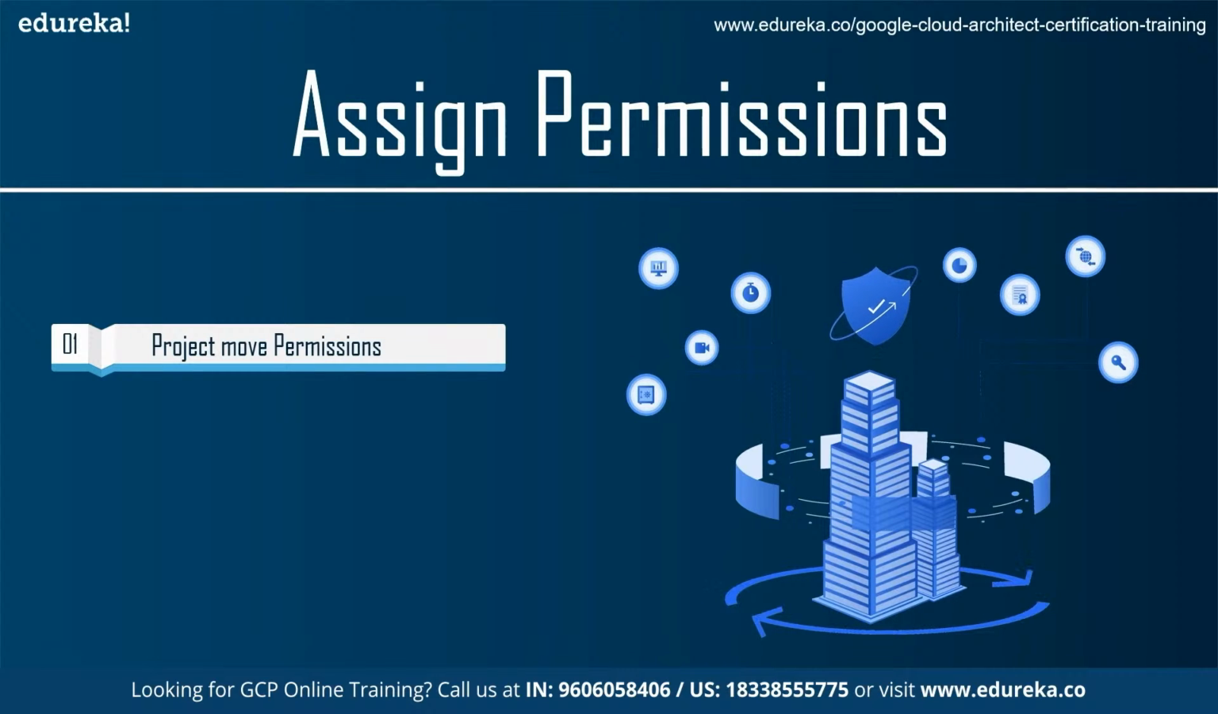So the first is project move permission. On the project resource that you want to move and its parent resource, you need the project mover role, or another role that includes the following permissions for the V1 Resource Manager API. The permission required for the resource you are moving is resourcemanager.projects.update. And the permission required for the parent resource is resourcemanager.projects.move.